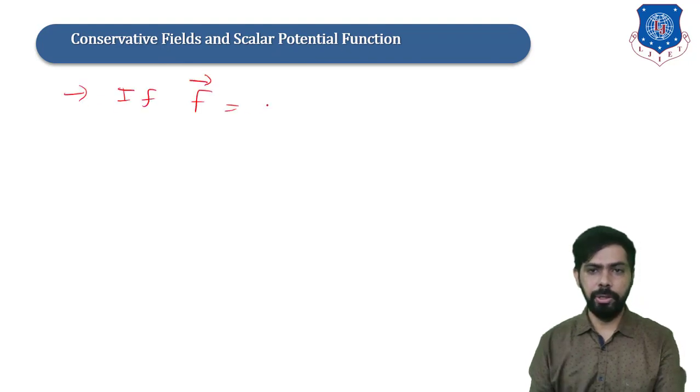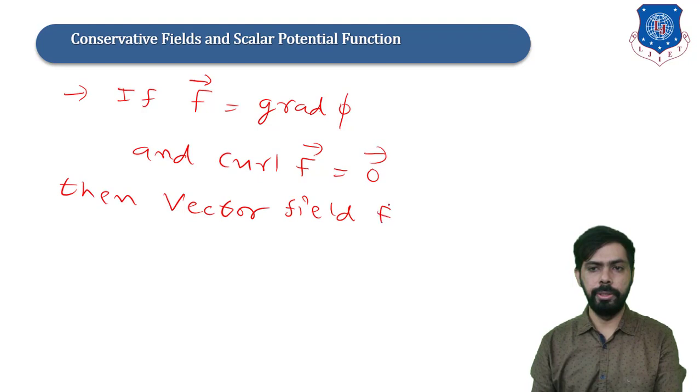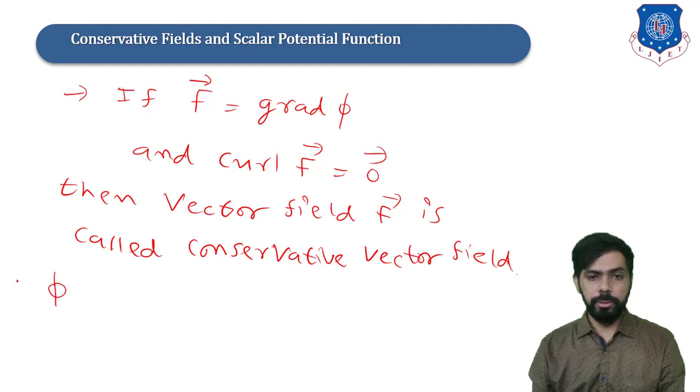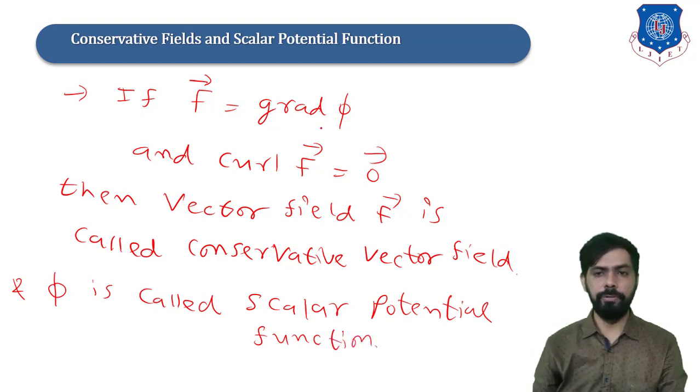If f is equal to gradient of phi and curl of f is equal to 0 vector, then vector field f is called a conservative vector field, and phi is called the scalar potential function.